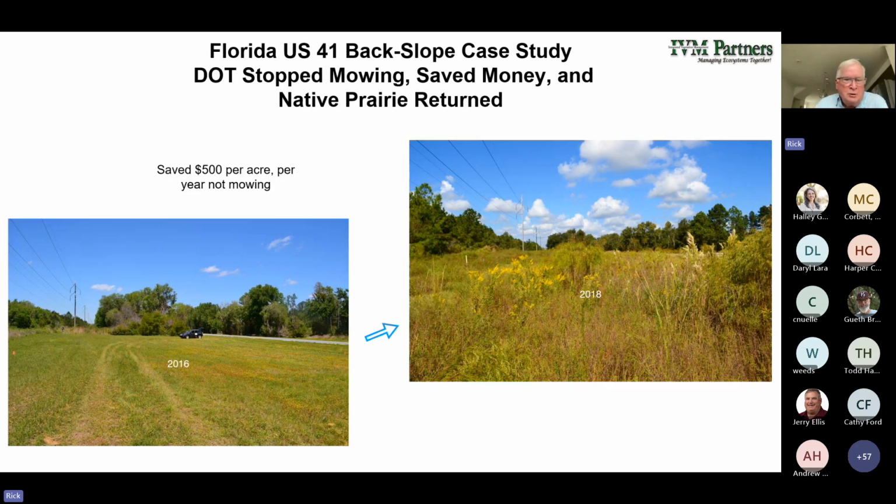In Florida, we did a study in Lake City, Florida. They didn't even have to treat it. And they said they have to mow multiple times there. And I'm like, you only need to mow right by the highway. They're saving $500 per acre per year not mowing.